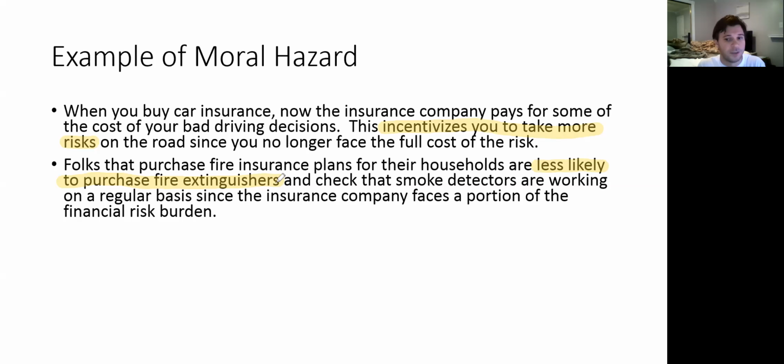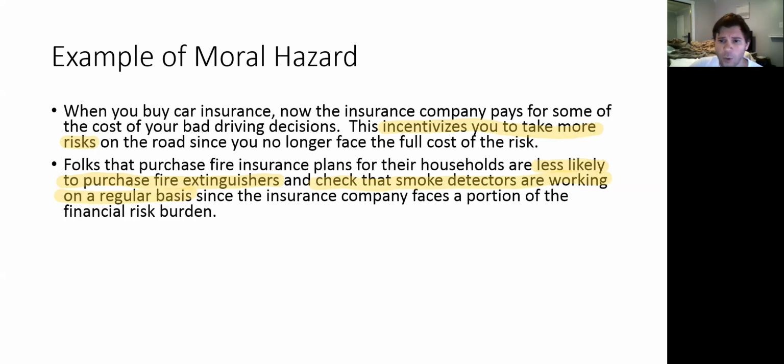And the answer is, well, to some degree, yes, because the fire extinguisher is a cost that the homeowner would have to face. But once they shift the risk of the fire to the insurance company, that's the risk that the insurance company faces. So there's no incentive for them to do things like buy fire extinguishers or even check smoke detectors at regular intervals to make sure they are working.